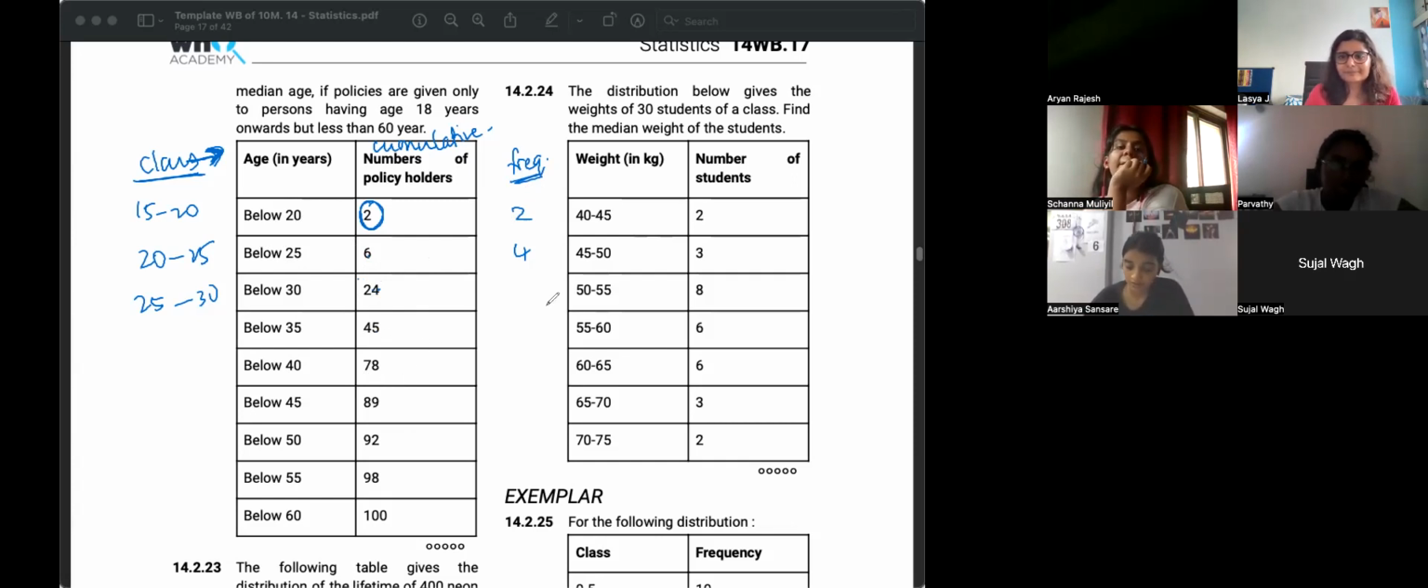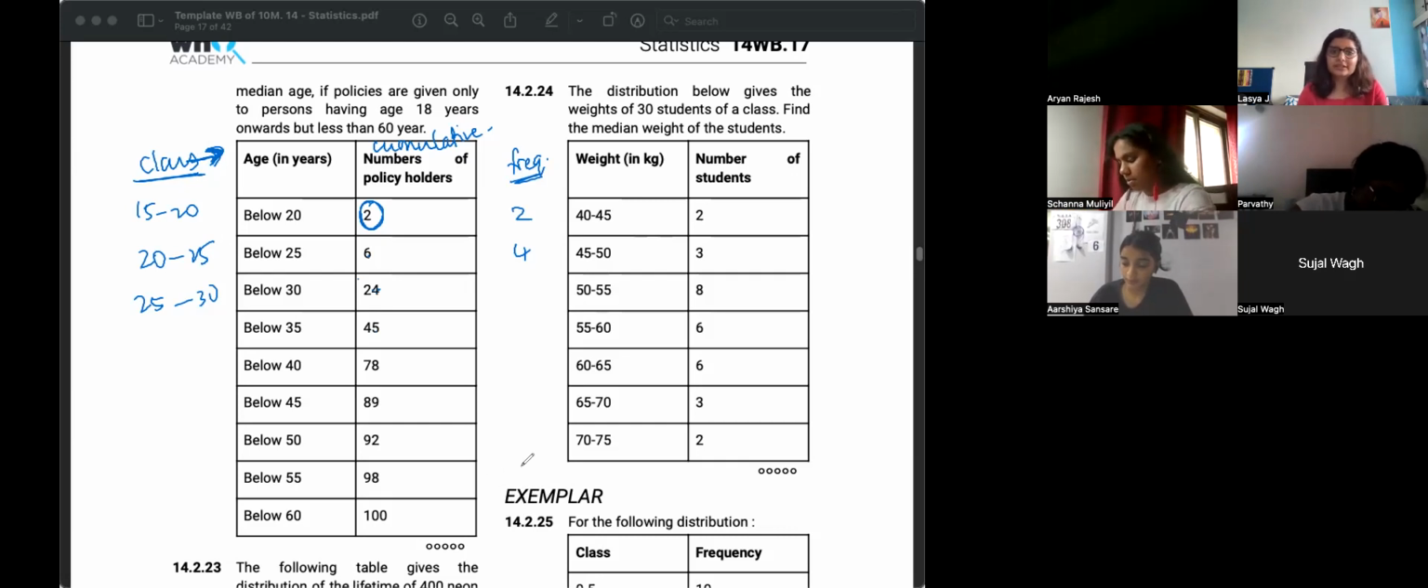Okay. Got it, Shana? Yes. So complete this table, like figure out all the classes, do all the frequencies. Iske baad tell me which is the median class. So first tell me which one is the median class, then apply the formula.